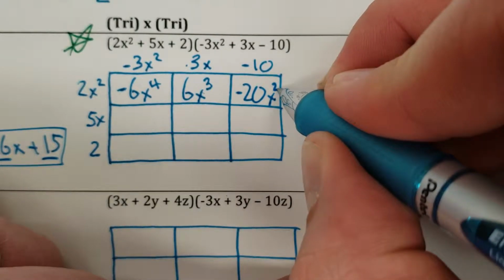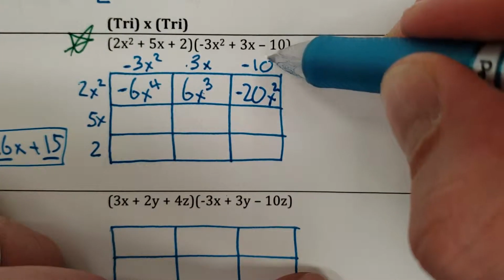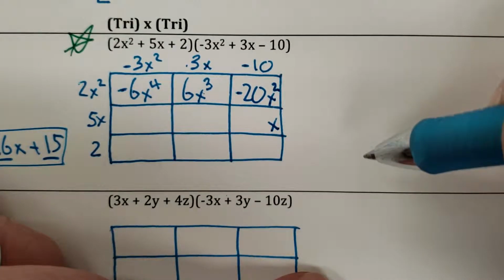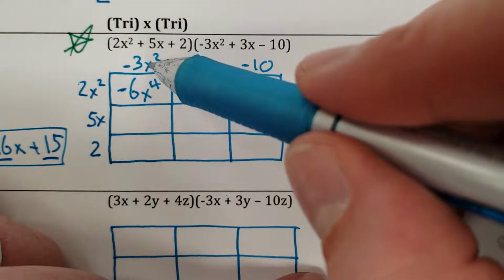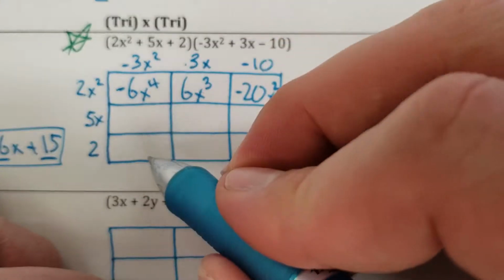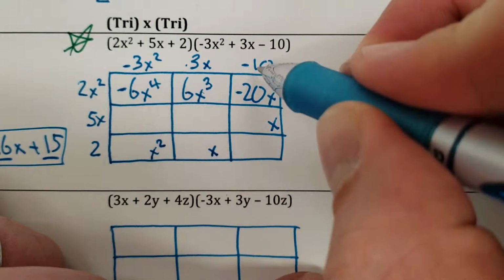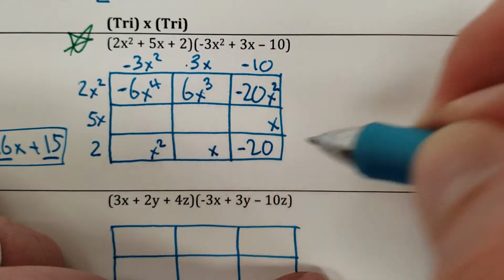So a couple of hacks here, friends. If you don't have a variable, none of these variables change. So right away, I know this is going to be an x value. And same thing here. This 2 is not going to change, so I know this is going to be an x squared. I know this one is going to be an x, and then you're probably going to be a number. Oh, negative 20. Isn't that nice?